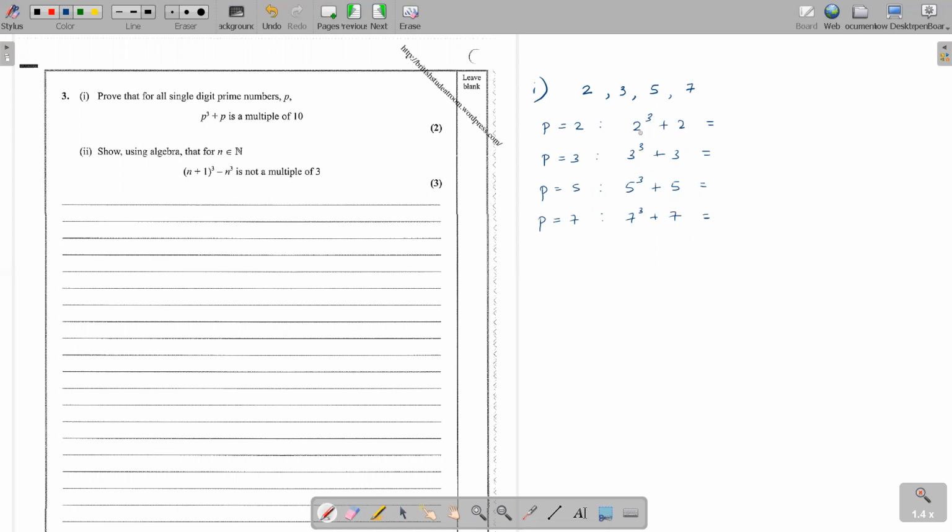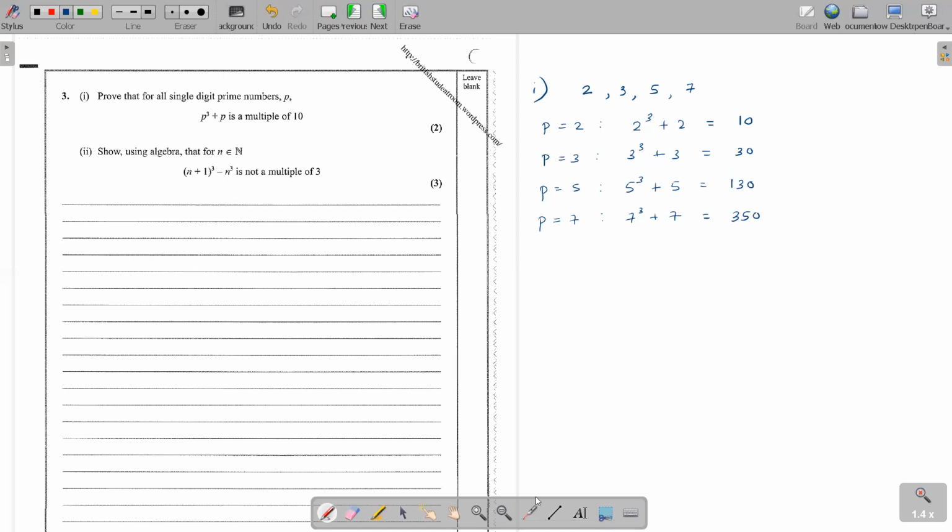When p equals 2, 2 cube is 8, 8 plus 2 is 10, which is a multiple of 10. When p equals 3, 3 to the power 3 is 27, plus 3 is 30. 5 to the power 3 is 125, plus 5 is 130, right? So 7 to the power 3 is 343, 343 plus 7 is 350, isn't it? Yeah, it's 350.